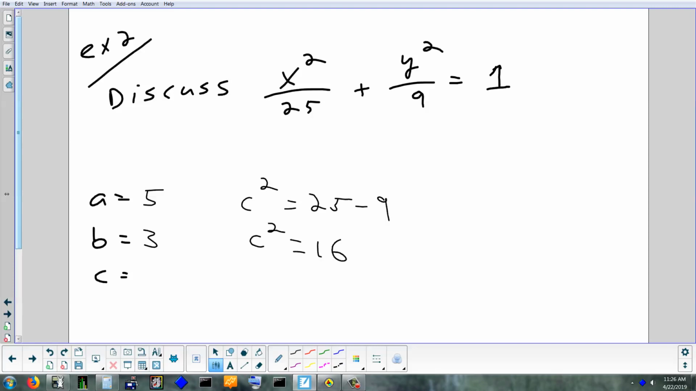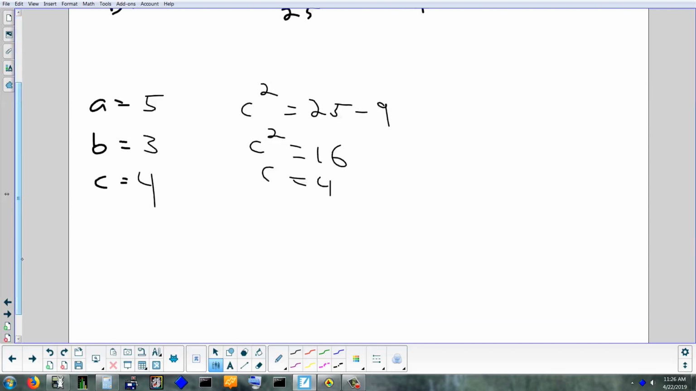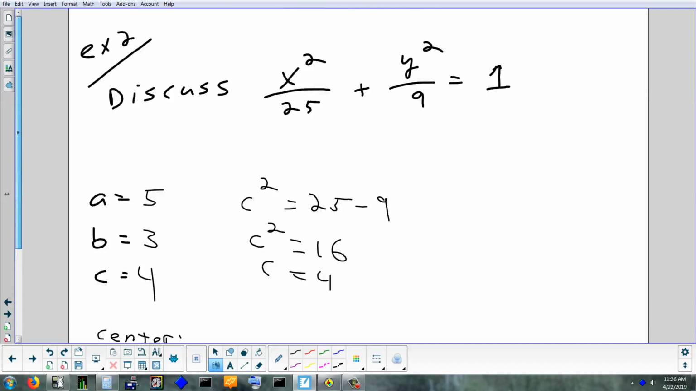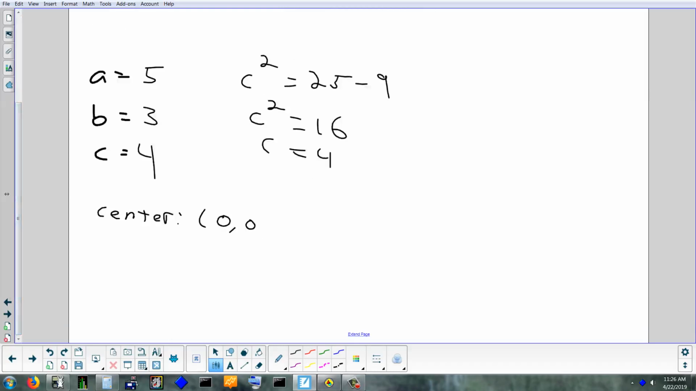But C squared equals 16, and then C is going to be 4. Sometimes C comes out nice, sometimes it doesn't. But we got all nice numbers in this case. Okay, let's start with the center. Where's the center of that ellipse? Yeah, it's 0, 0. It's the only kind we've studied. You'll know when it's not 0, 0, because you're going to see a plus or a minus with the x and the y. Just like with the parabola. So center, 0, 0.